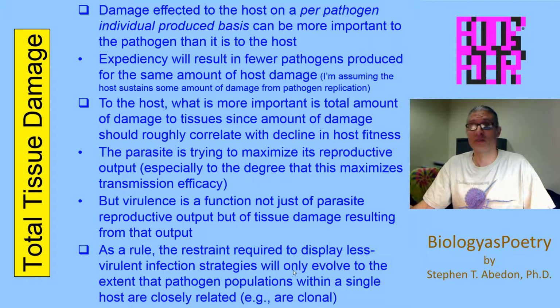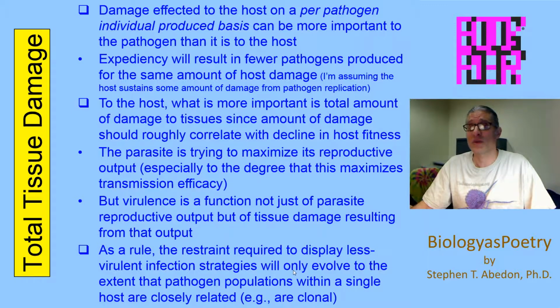And if you don't have genetic variation, you can't have evolution for increased virulence, because there is no genetic-based variation in virulence within the population. So if you have a population of pathogens that's initiated with just a single individual, is clonal, or otherwise is very closely related, you may not have sufficient genetic variation within that population to allow for an evolution of ever greater virulence within that population infecting a single host.